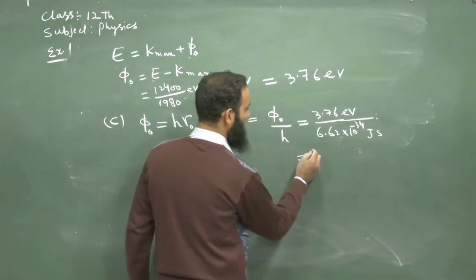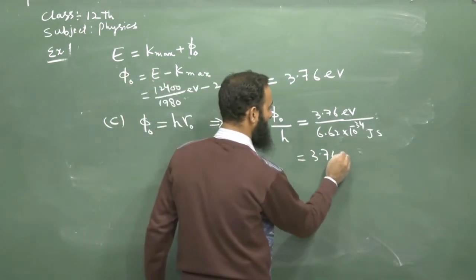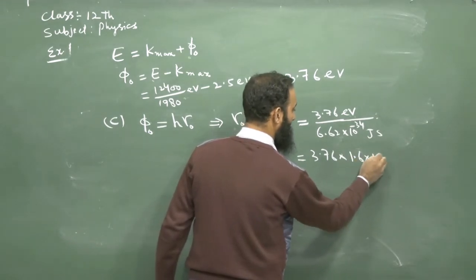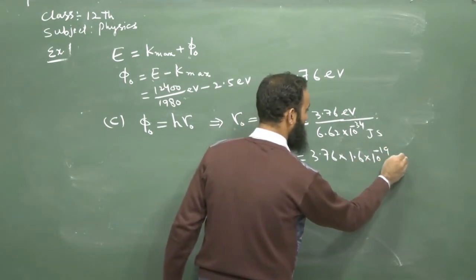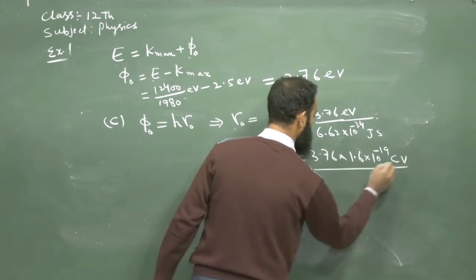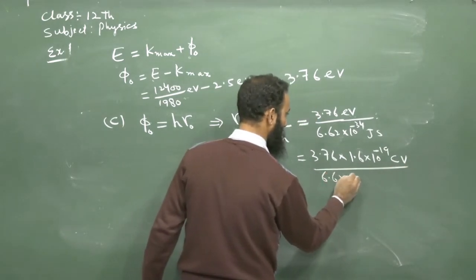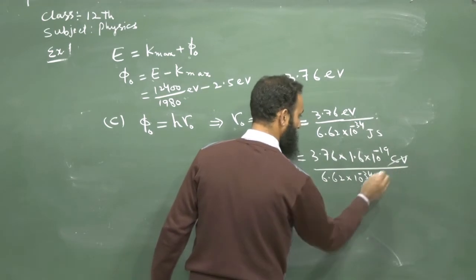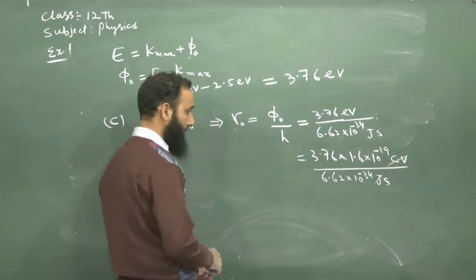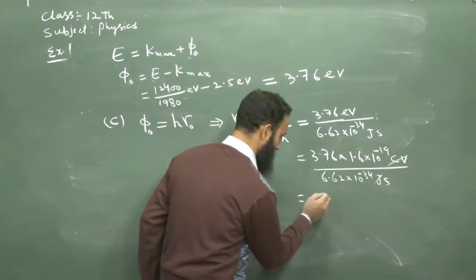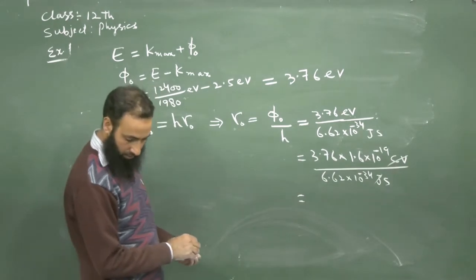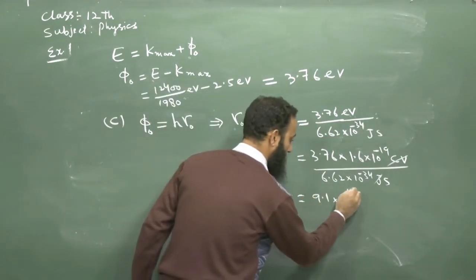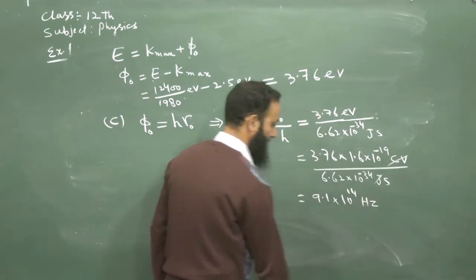This is equal to 3.76 into electron volt, which means 1.6 into 10 raised to power minus 19 coulomb volt. That is joule. Divided by 6.62 into 10 raised to power minus 34 joule second. The joule will cancel. After calculating, you will get 9.1 into 10 raised to power 14 hertz, that is per second.